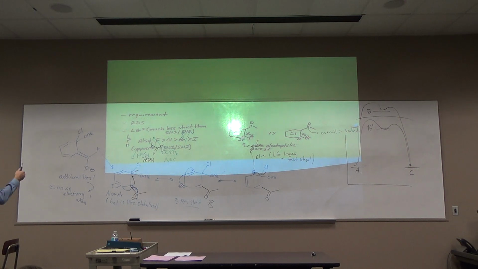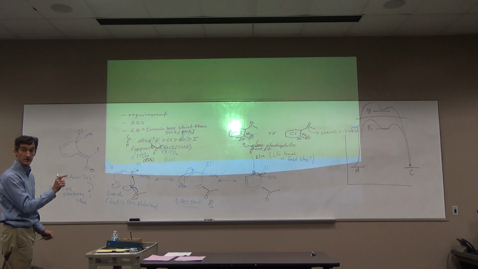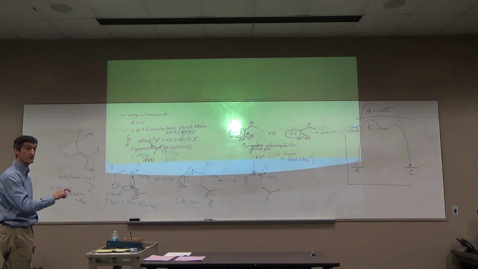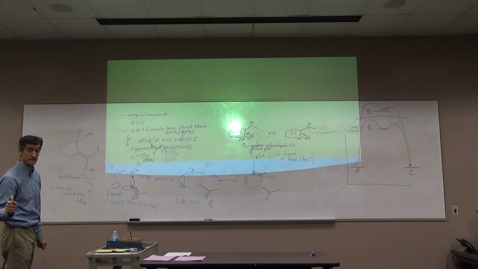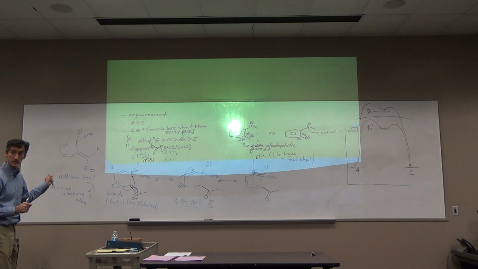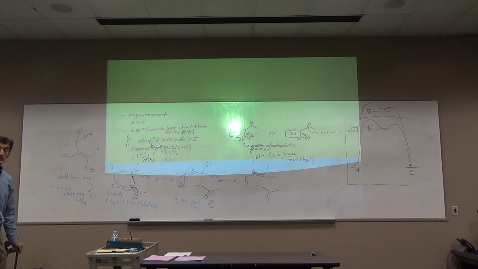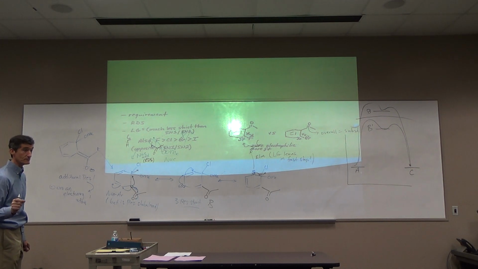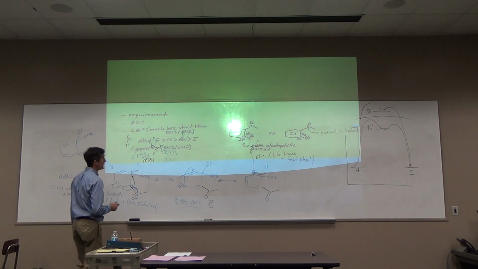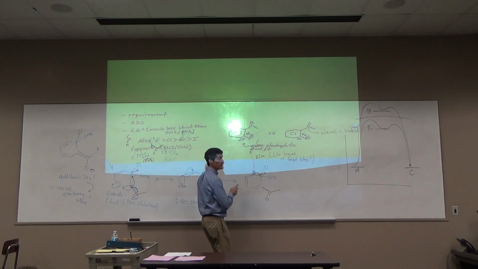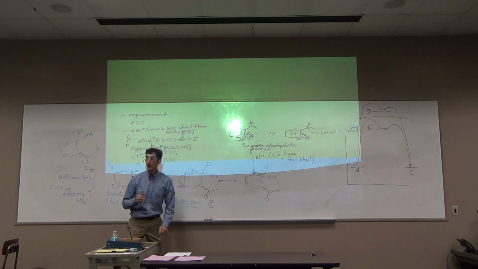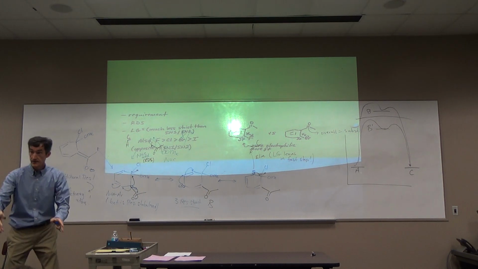Why does iodine leave easier? Because the C-I bond is weaker, and you're breaking the bond in the rate determining step. Are you breaking the leaving group bond in the rate determining step here? No. So why talk about leaving? You need to talk about something else. Right here, what's the rate determining step of this mechanism? Nucleophile coming in.